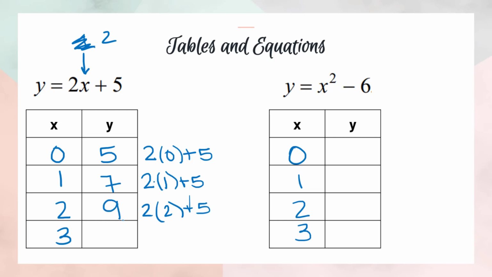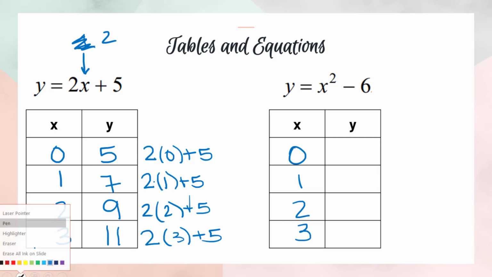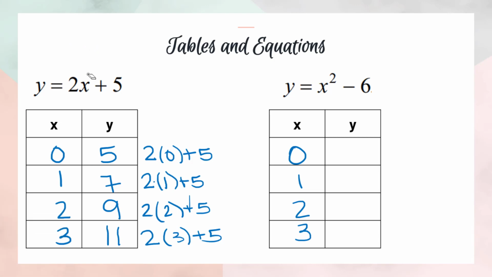Do you see a pattern here? 5, 7, 9. Could we maybe just fill this in? I think it should be 11 because it was going up 2 each time. That's because of the slope. It really is going up 2 each time. So this one should be 11. Let's check it to make sure. We plug in a 3. I've got 2 times 3 is 6. Plus 5 more is 11, so that checks out. So here's a table and an equation that go together. Let's check out our next one here.